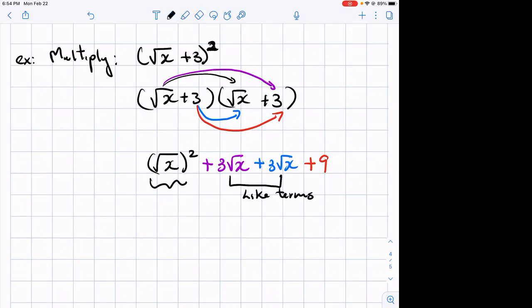So I'm gonna skip a line there. x plus 6 root x plus 9. And here there's no like terms for us to combine, so that's our final answer. You always look to see if you can combine like terms. So there's no other like terms here to combine.